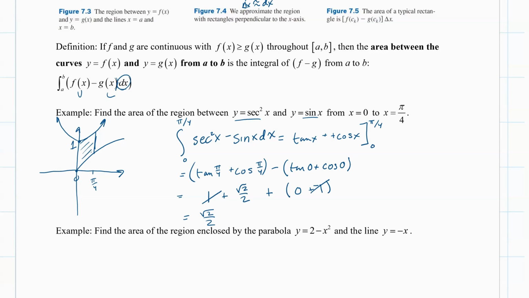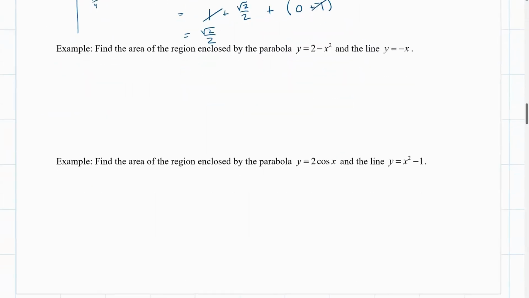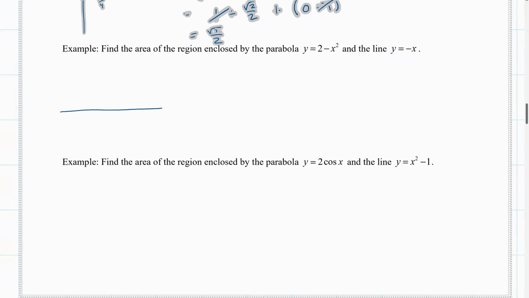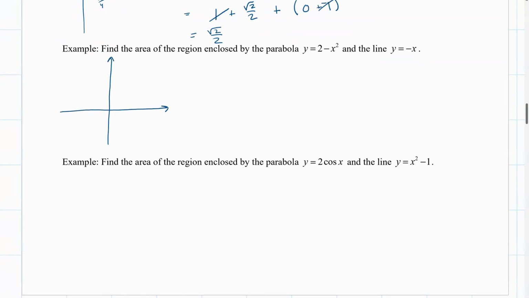All right. Let's do another one. Again, let's start with a drawing. In this case, the parabola 2 minus x squared. I'm going to go up 2, and I'm going to go down. I'm going to take a look at the line y equals negative x. That goes like this. So it looks like the parabola and line cross in two places. Let's find those intersection points.